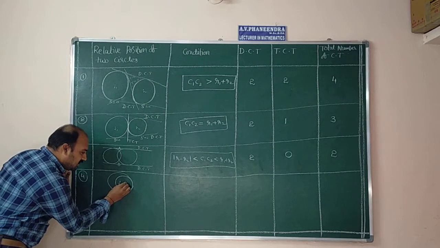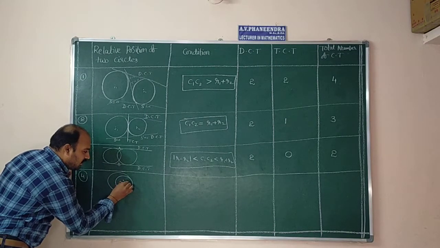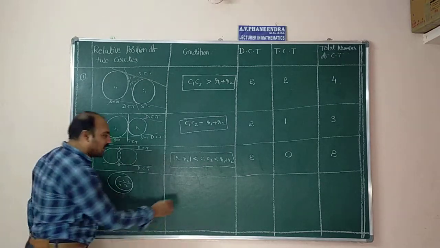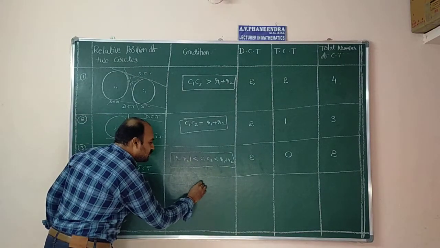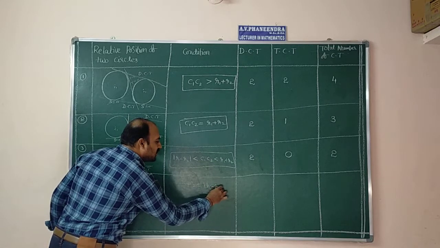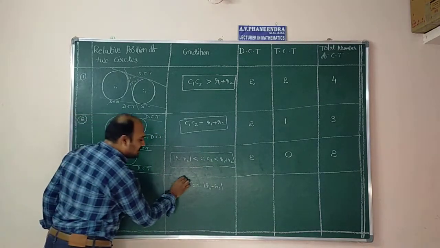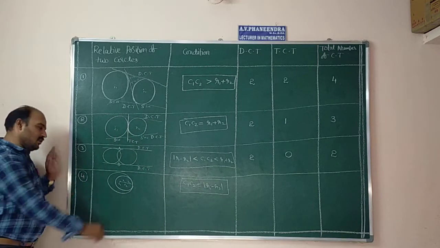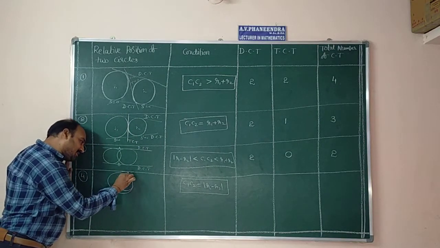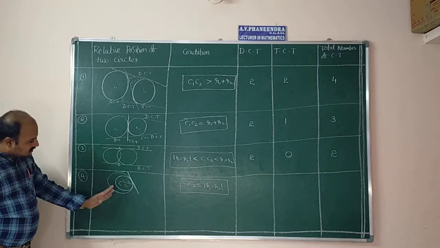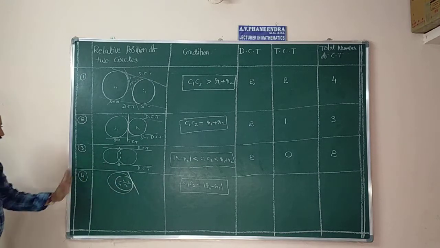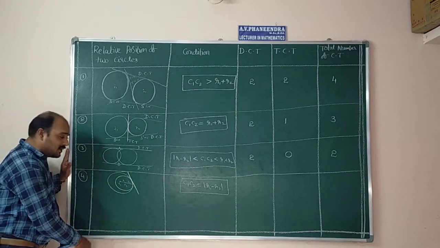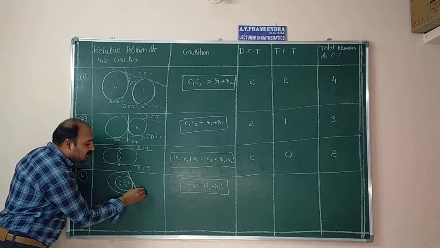Here C1, here C2, R1 and R2. Whenever two circles touch each other internally, the condition is C1 C2 is equal to modulus of R1 minus R2. The distance between their centers is equal to the difference of the radii. In this case, only one common tangent is possible. The two circles are on the same side of that common tangent. So this common tangent is what? DCT.